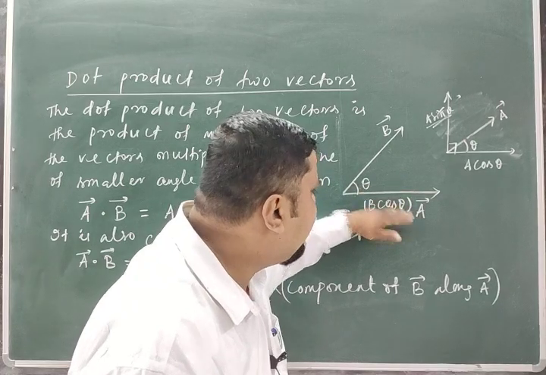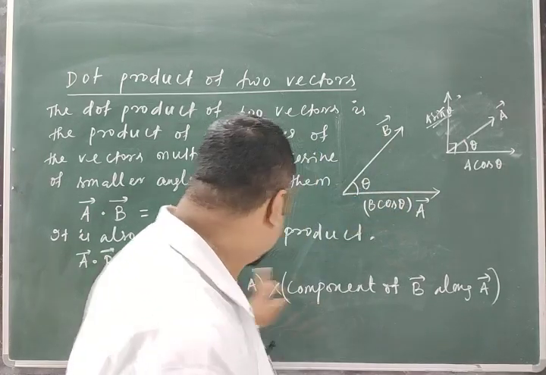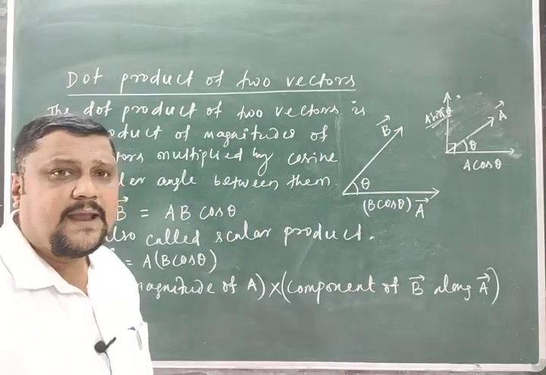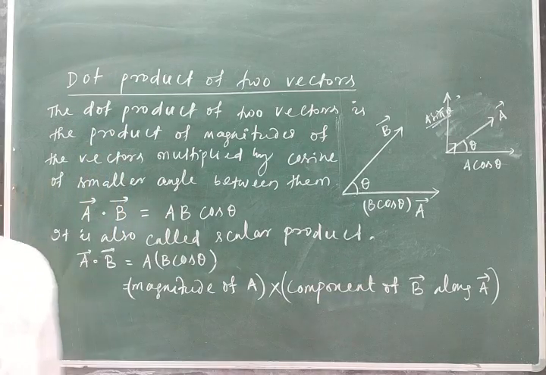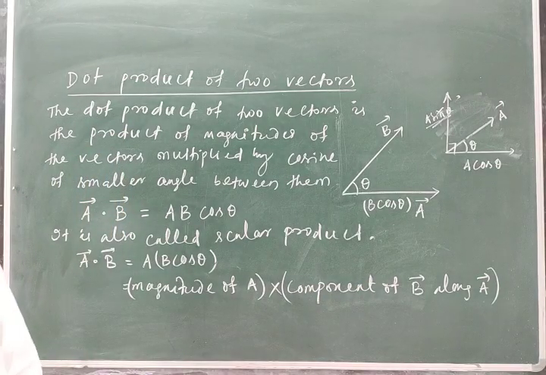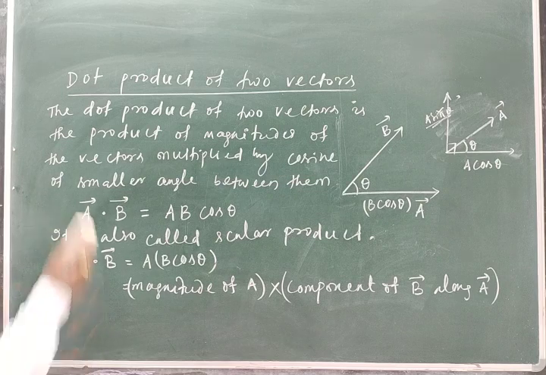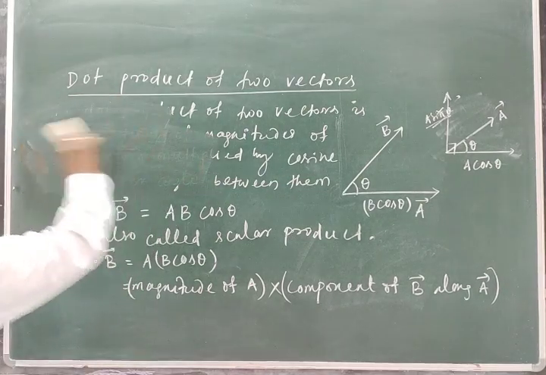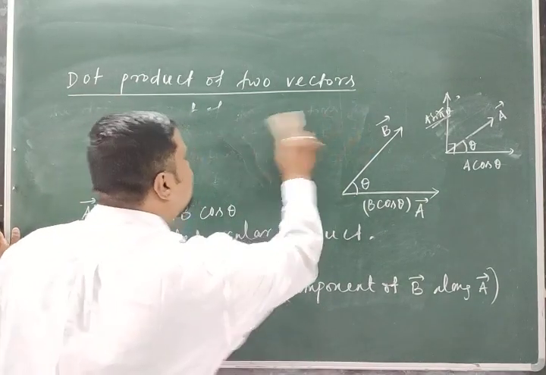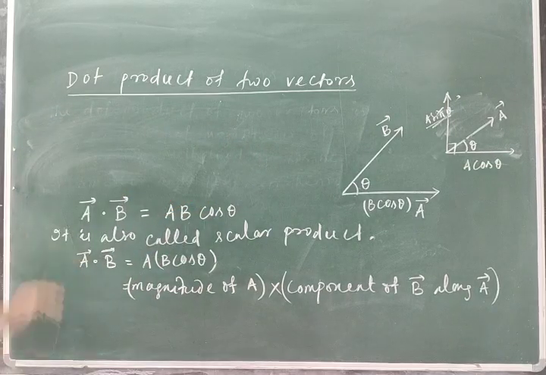In what direction is A? A is in this direction. B cos theta is the component of B along A. This is another definition. Now let me write another definition of how we can understand this dot product.